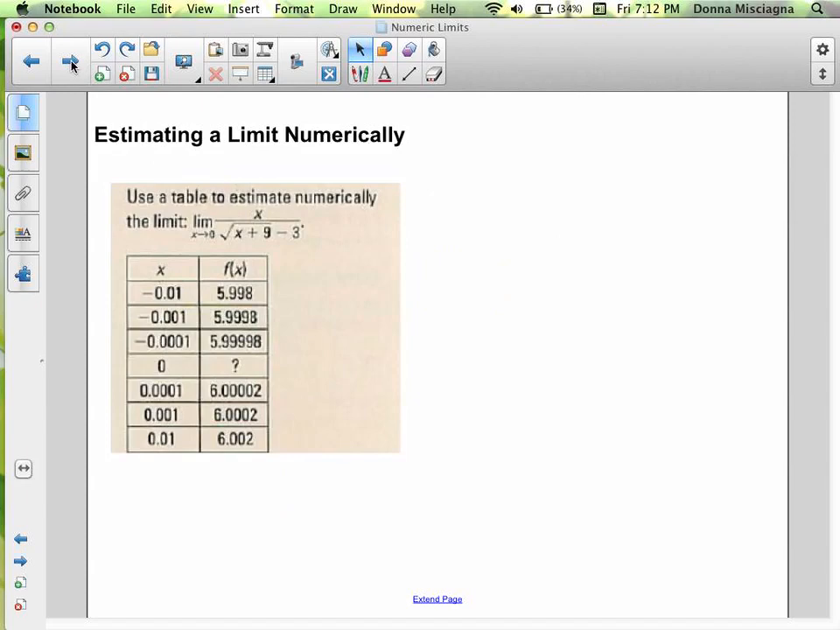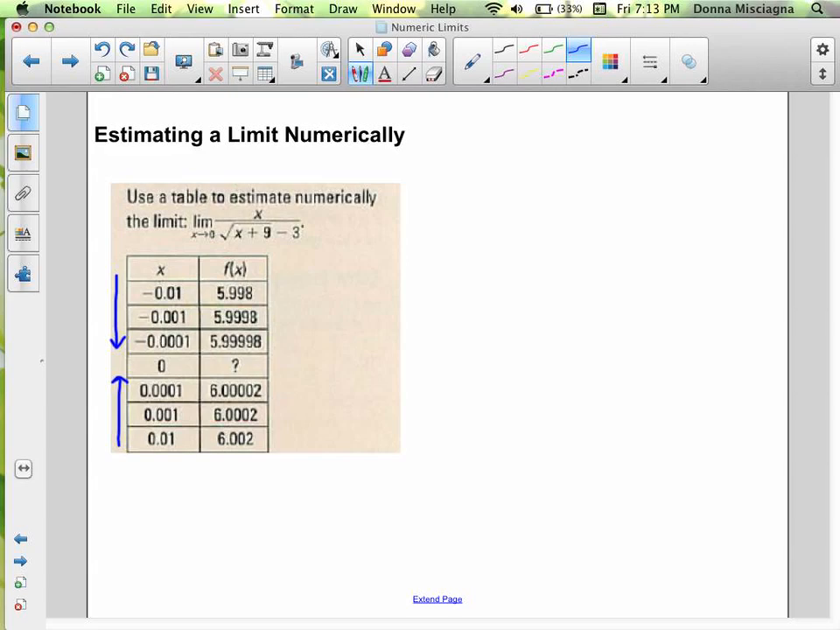All right, so let's look at this example. So we're going to be estimating a limit numerically. If we look at the value of the function here, we're looking at the limit of the function as x approaches 0. If we look from the left-hand side, we're looking for values that are less than 0, and we look from the right-hand side, values greater than 0. As we get closer and closer to 0, is the function approaching the same value from the left-hand side and the right-hand side?